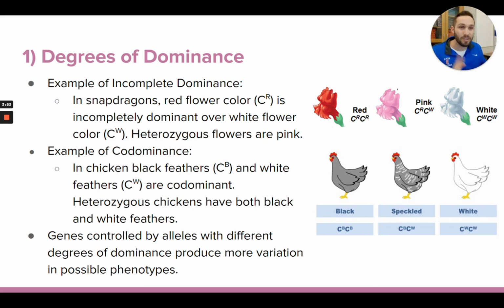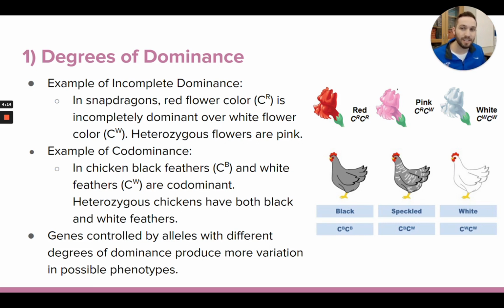How that's actually going to be displayed, I don't know. Maybe you're red with white stripes or white with red polka dots, but you're going to have red and you're going to have white in your phenotype. They're both going to win. Neither of them is going to lose. They're not going to compromise. So you won't be pink if they're codominant. You would be white and red somehow. And maybe there's another gene that determines how that's going to play out.